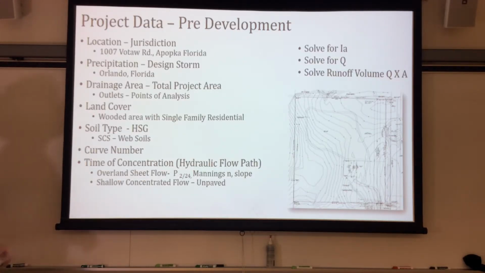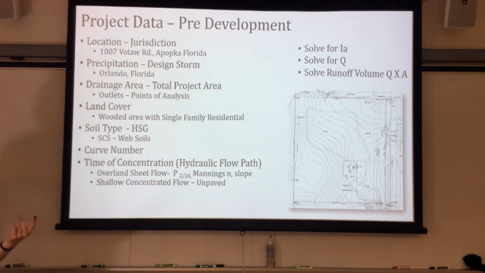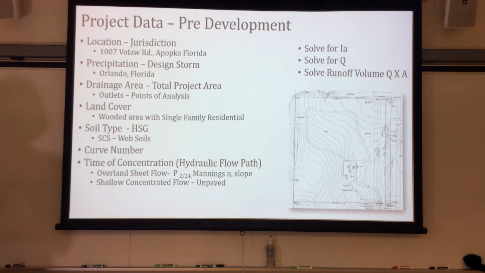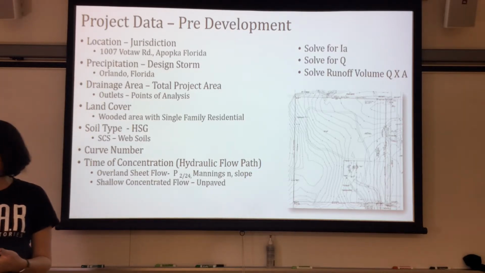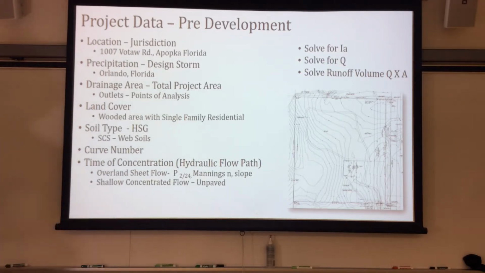So in the pre-development, we have to take a look at the location, whose jurisdiction. So we know that it's Orange County and St. Johns River Water Management District for the storm. Now for sewer and actual potable water, it's going to be the City of Apopka, and we'll discuss that later. The drainage area.